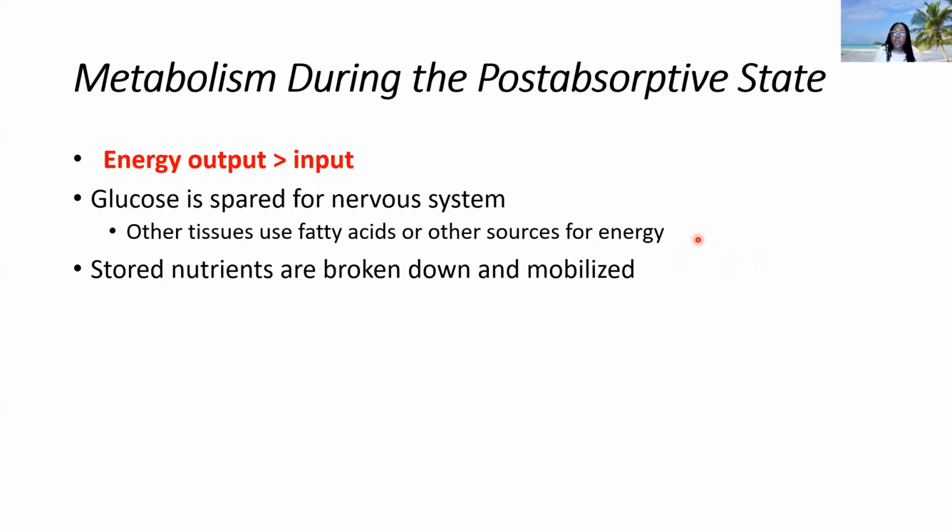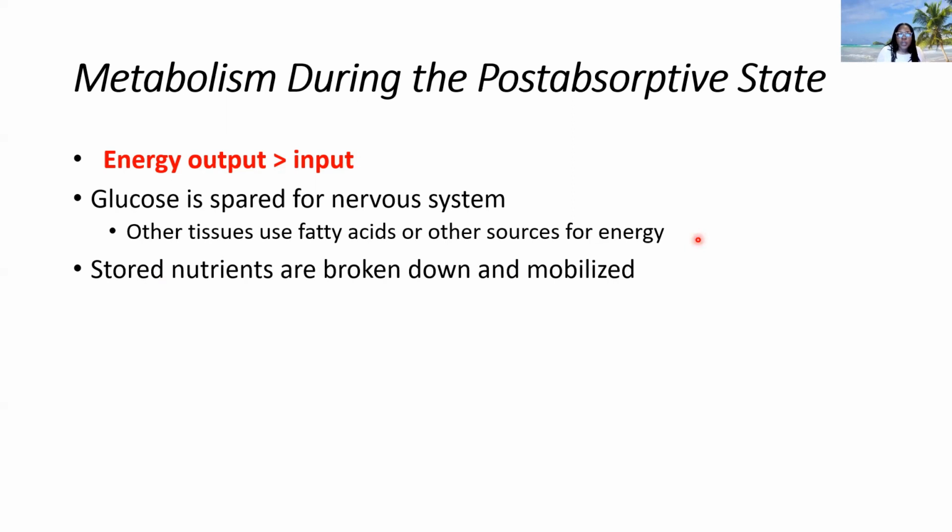Here, glucose is going to be sort of spared for the nervous system. We have talked about this before, the fact that the nervous system really prefers glucose as its main source of energy. Other tissues in the body can utilize fatty acids, which are fats, or even ketones in some instances. Those can be utilized for energy in other areas of the body. But the brain is going to be very spoiled, very particular in its preference for glucose. And so most of that is going to be spared for the nervous system.